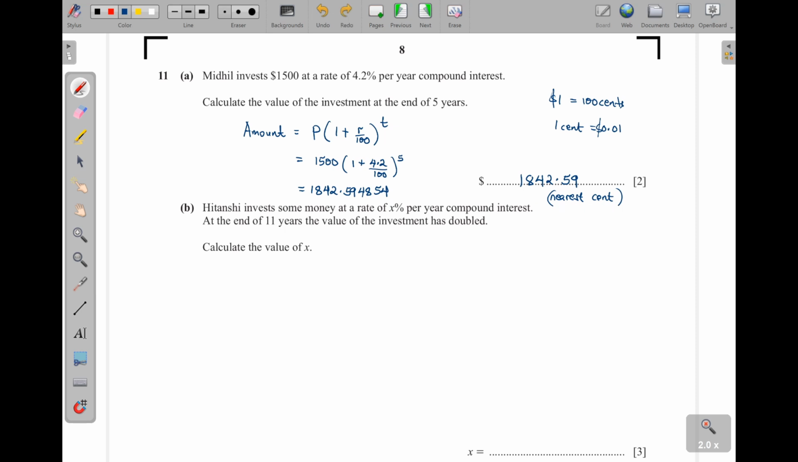But you can write 1843, that is 3, to the nearest dollar, or 1840. Okay, but then when you kill that $2, that's a lot of money you're losing. Okay, so let's just write 1842.59.